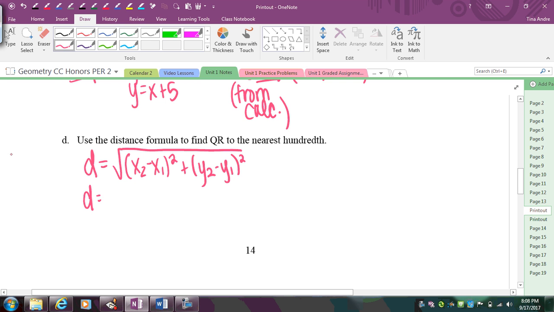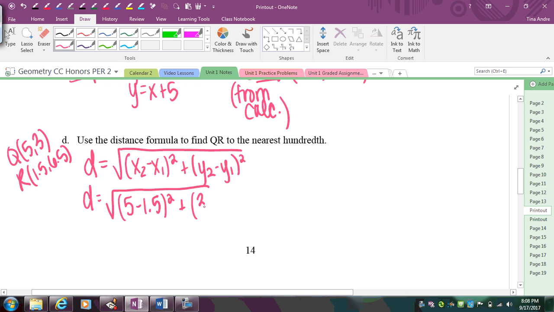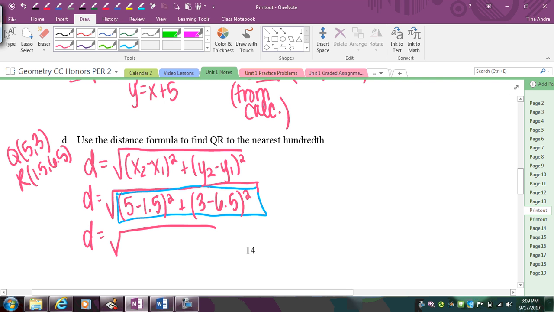Let me just record the points again that I'm using. I'm using Q, which is 5, 3, and R, which is 1.5 comma 6.5 as my coordinates. So I'm taking my x2, let me just use 5 first. So 5 minus 1.5 squared plus 3 minus 6.5 squared. And then at this stage, you could just put this whole thing into the calculator. When I do that, I got 24.5.